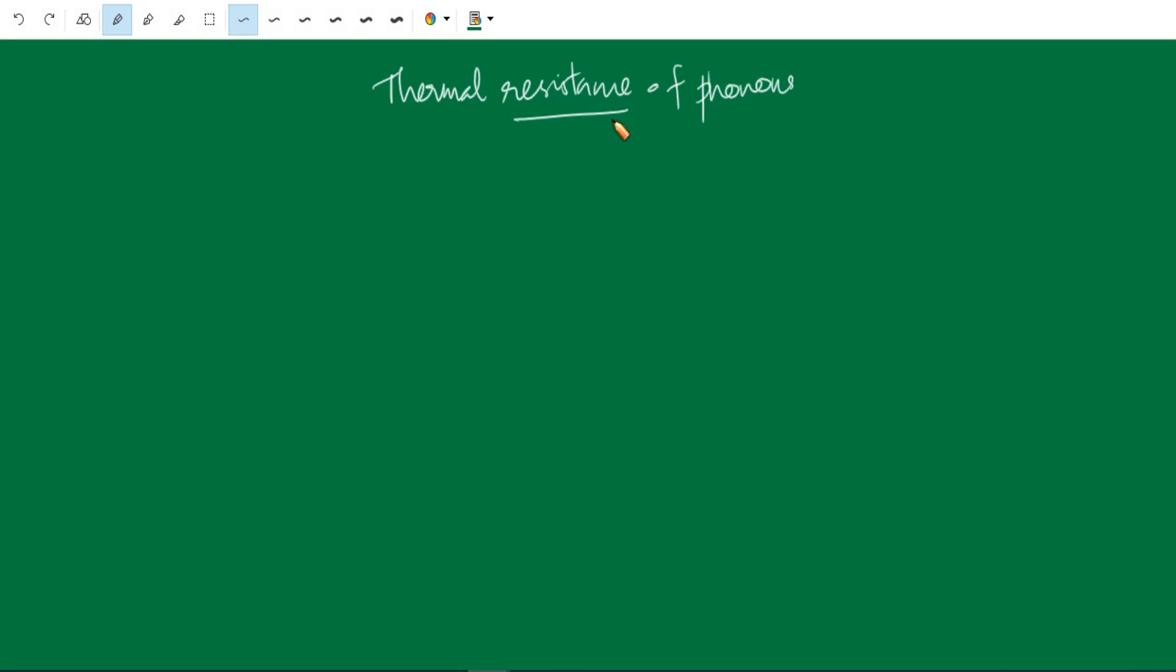Hello. In the last class, we were talking about the thermal conductivity. We know the thermal conductivity coefficient kappa is equal to 1 by 3 CVL. Here C is the heat capacity per unit volume of the crystal, V is the velocity of phonon, and L is the mean free path of the phonon. The mean free path of the phonon gas is determined by two processes.